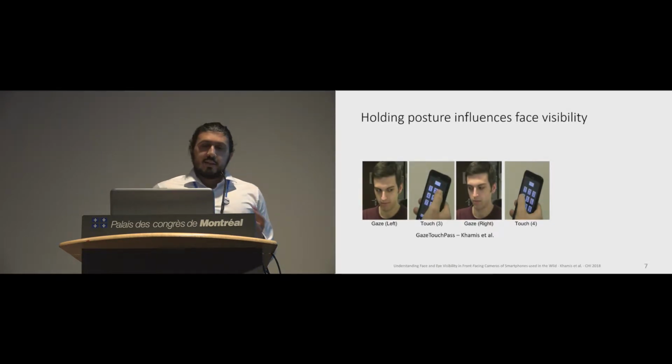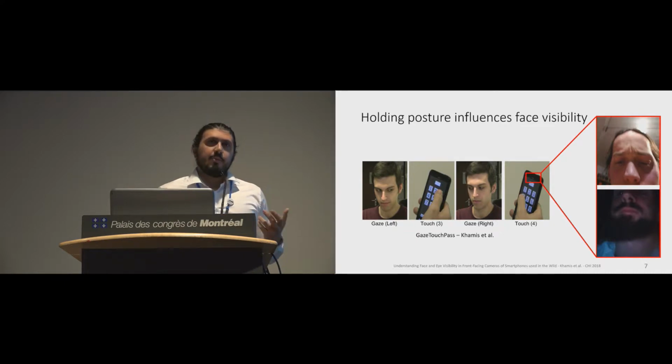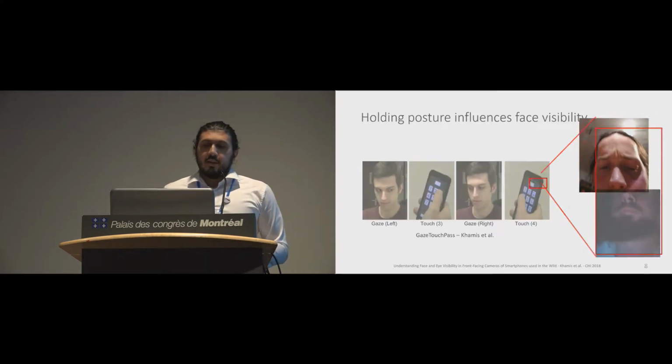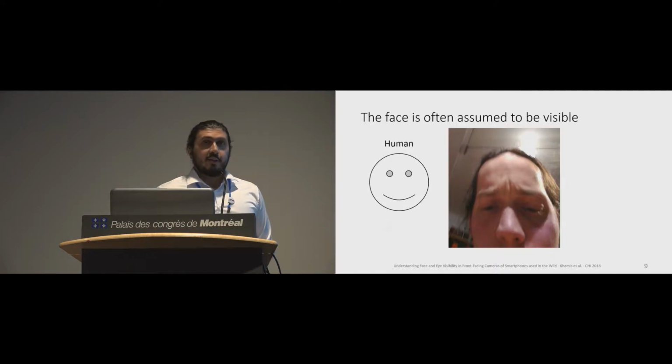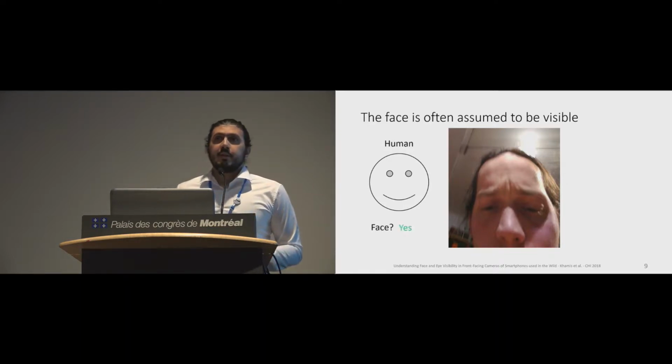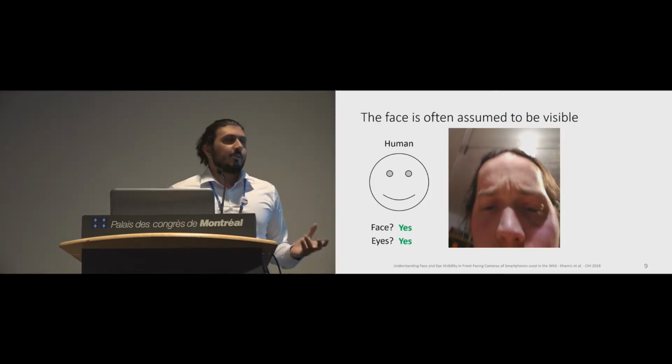But then, we did a project a few years back where we used eye movements to unlock phones, like unlocking your phone by moving your eyes. And a problem we noticed is that the way people hold phones has an influence on the visibility of their faces. If you have a picture like this, and I ask you, is there a face in this picture? You probably will tell me yes. Do you see eyes in the picture? Probably yes. Then why can't we do face detection, or why can't we do eye tracking?